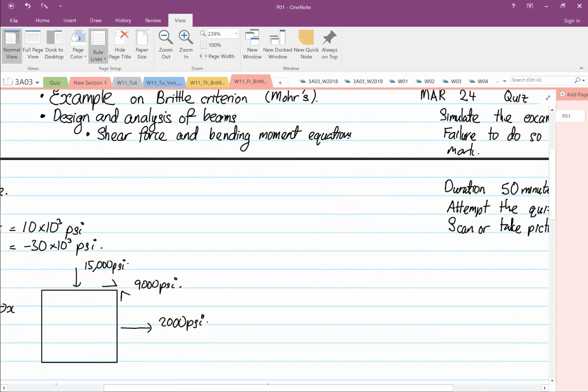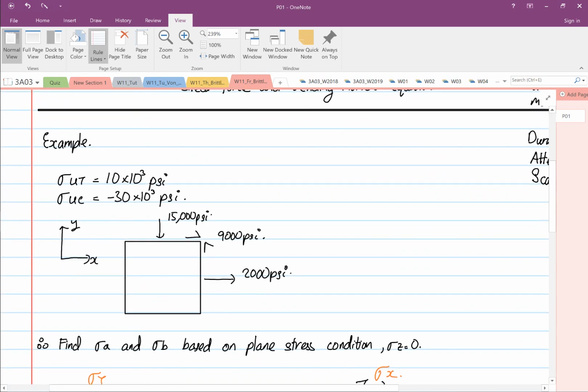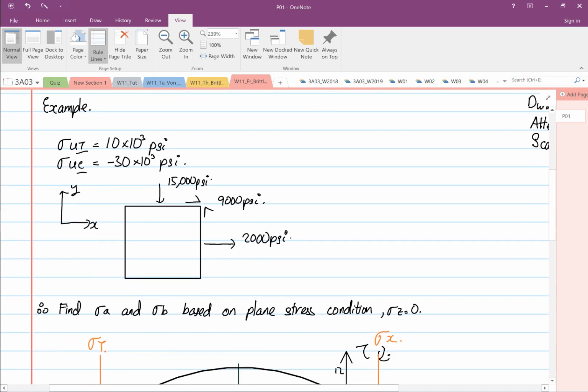Right, so now we're going to continue on our example. Yesterday we were trying to solve this condition of the element, where given there's a brittle material and they have an ultimate tensile and ultimate compression. So this is the loading condition. We are going to find where the structure failed. We don't know.